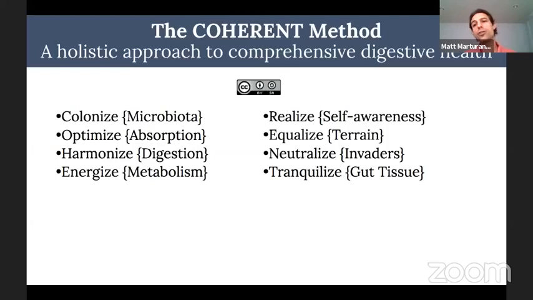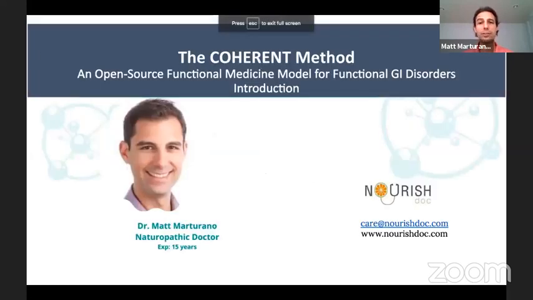It's not going to be a permanent solution, because we're not going to be able to get all of our nutrition from those foods. And what can happen is that the tissue is just still getting triggered. And so whatever you put into the body just causes the next wave of food sensitivities. And so we have to start thinking about how can we lower the sensitivity overall itself. And so those 8 parameters: colonize, optimize, harmonize, energize, realize, equalize, neutralize, and tranquilize, are the 8 different areas of the Coherent Method where we can work with patients that have functional digestive disorders.